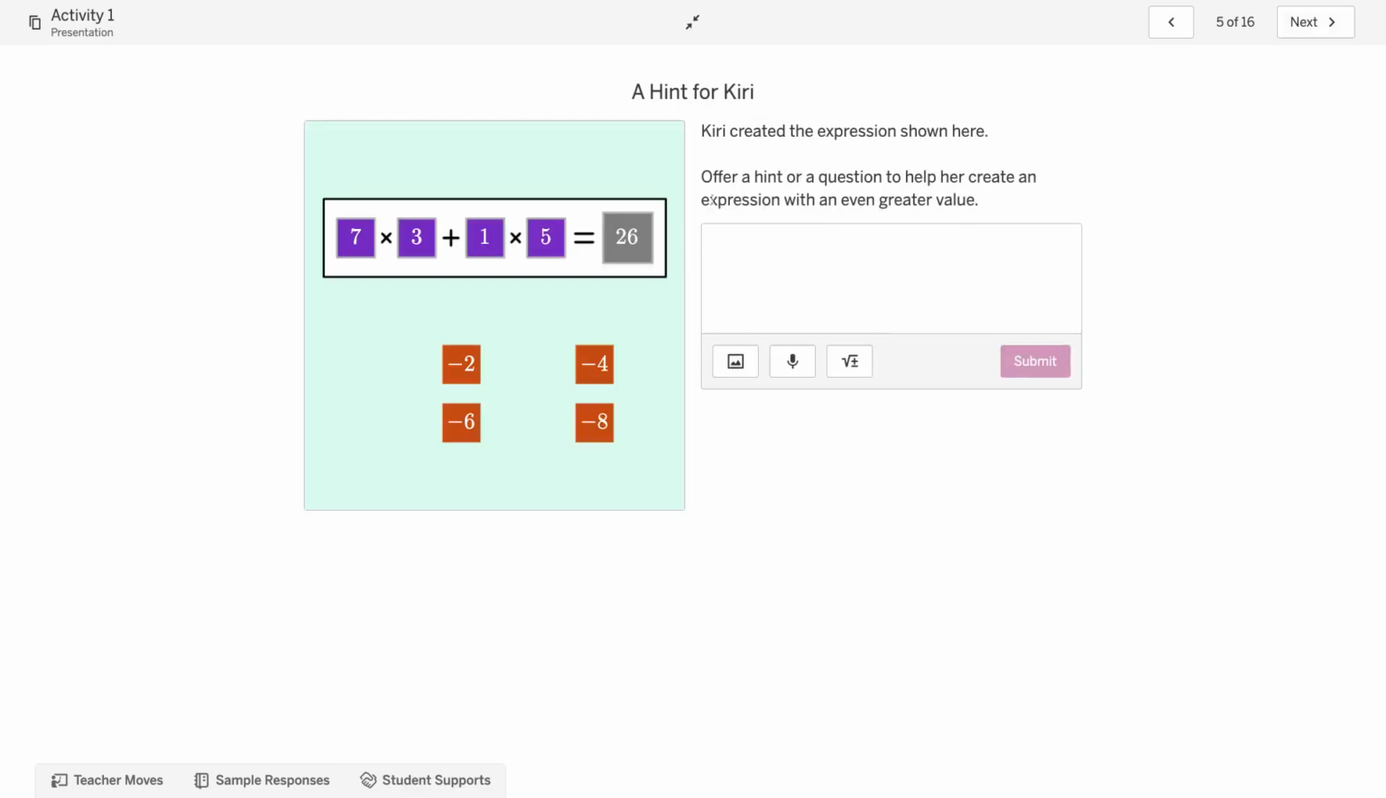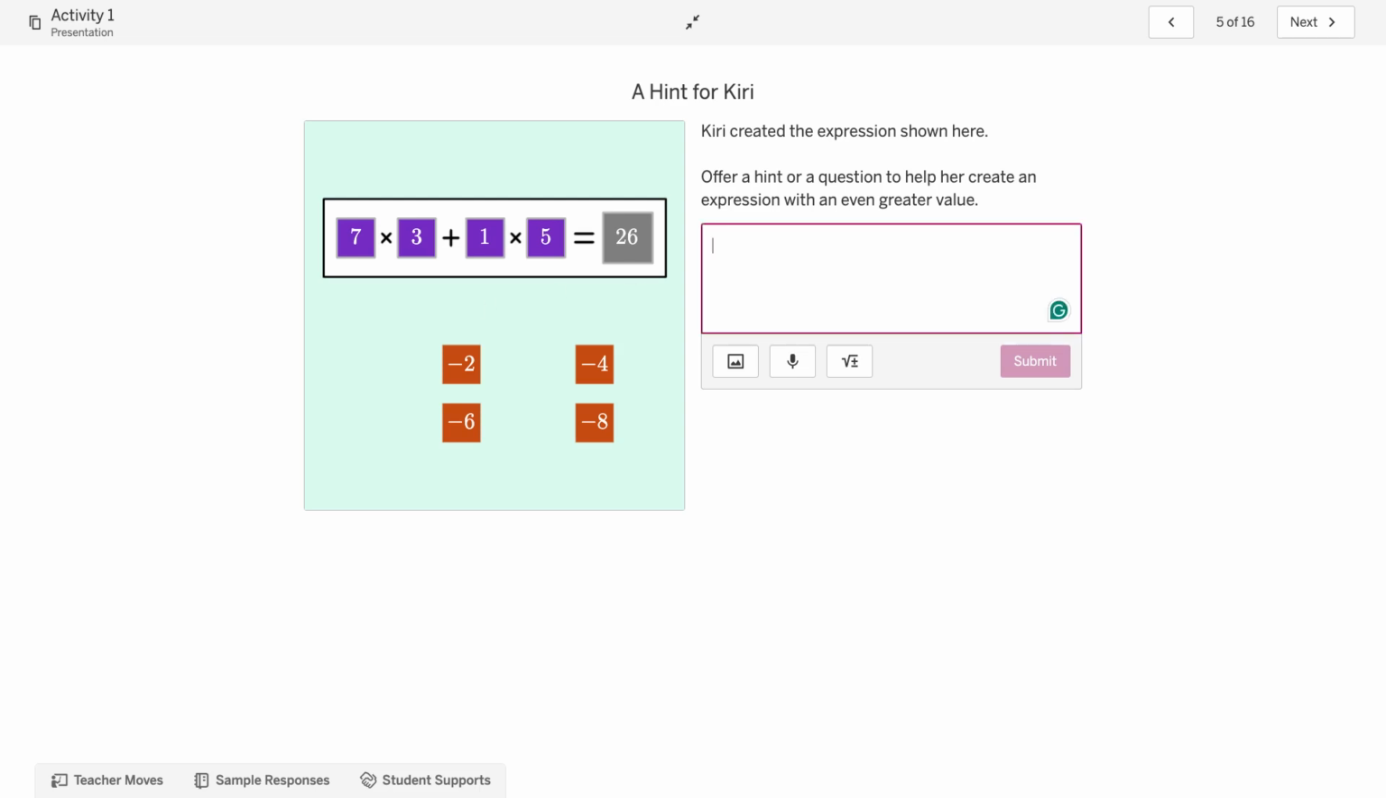Kiri created the expression shown. Offer a hint or a question to help her create the expression with an even greater number. And I think the question I would ask is, why not use the negatives? Because I would remind this person that if we multiply negatives together, we can get positive answers, and those positive answers could be larger than the numbers than you would get just using the positive numbers to start with. So that would be my question.